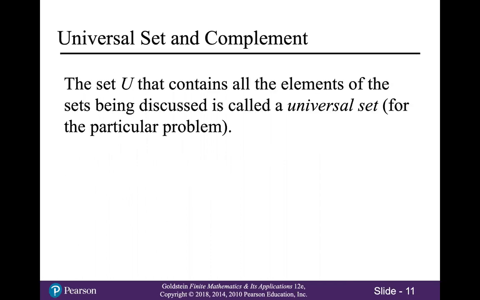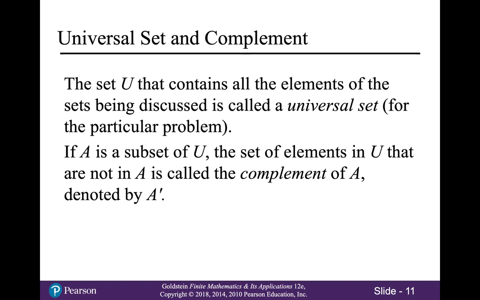All right. And finally, a universal set and complement. The set U that contains all the elements of the sets being discussed is called a universal set for that particular problem. So typically what will happen in any given problem, they will specify the universal set. And then if A is a subset of U, the set of elements in U that are not in A is called the complement of A. And we will write the complement of A like this, with A with a little apostrophe next to it. Different books write this different ways. So this is how we'll write it.